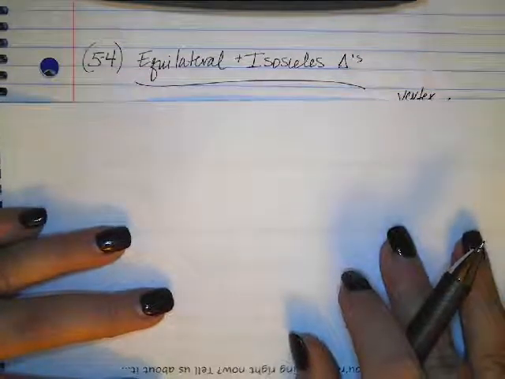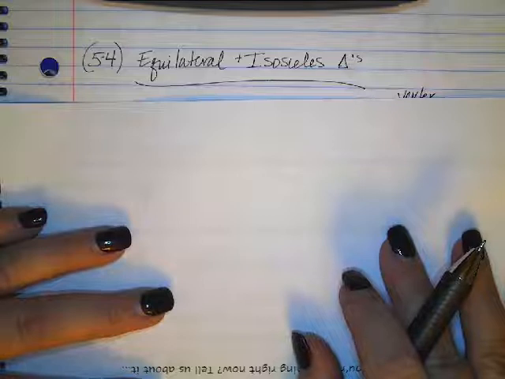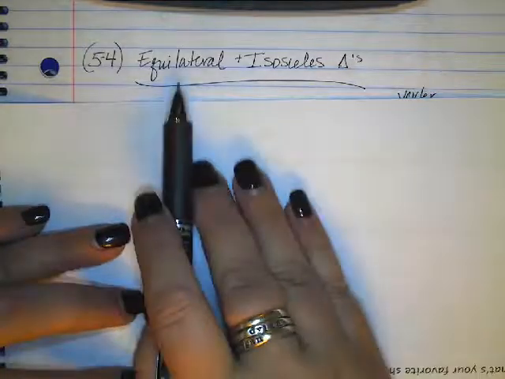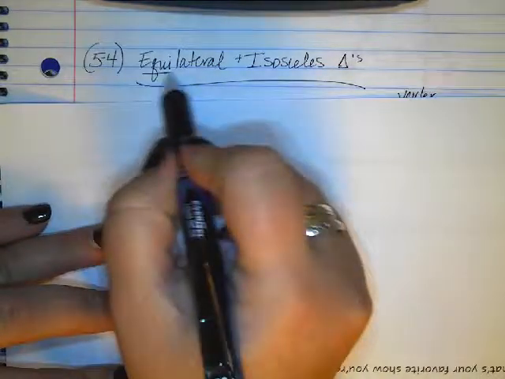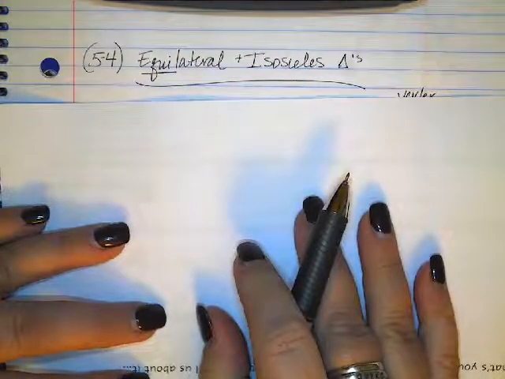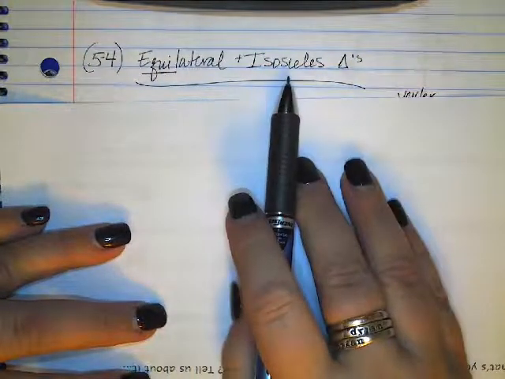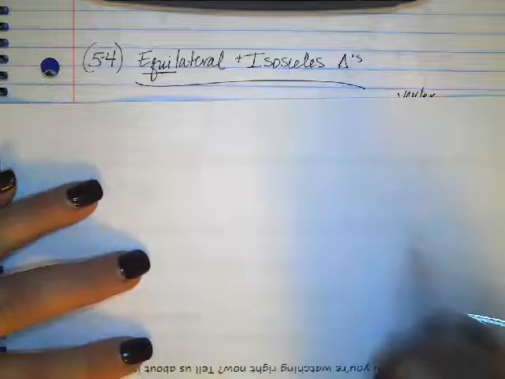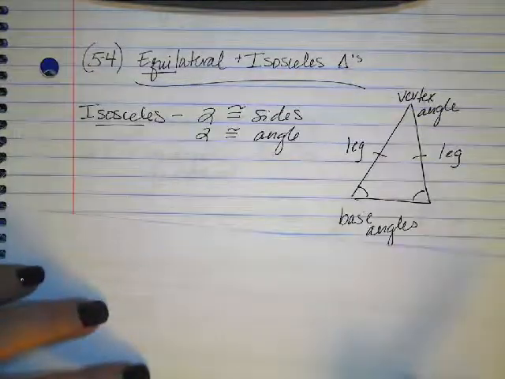In section 5.4, we're going to work specifically on equilateral and isosceles triangles. Remembering that in equilateral, everything is equal, all the sides are equal and all the angles are equal. And in isosceles, there are two that are the same. So we're going to review that here.